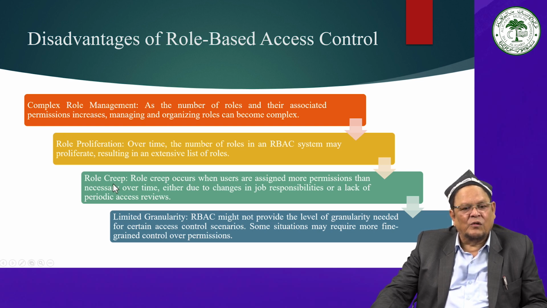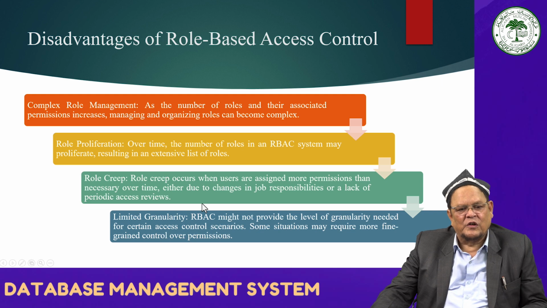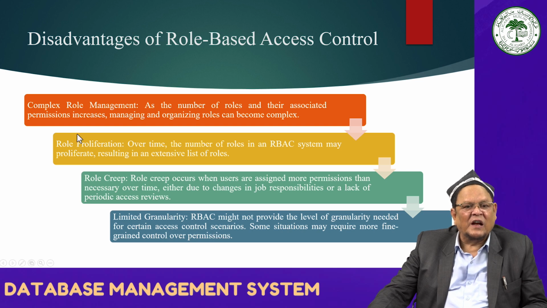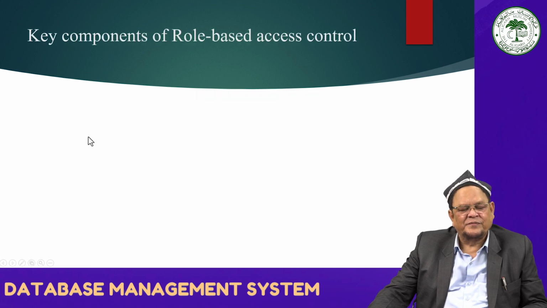proliferation, and role creep. Role creep occurs when users are assigned more permissions than necessary over time, either due to a change in their job responsibility or a lack of periodic access reviews. So role creep is also there. Limited granularity. RBAC might not provide the level of granularity needed for certain access control scenarios. So these are the disadvantages.